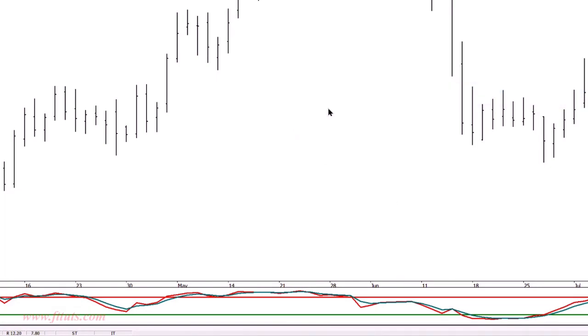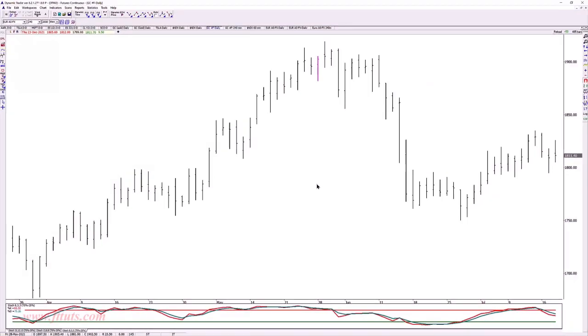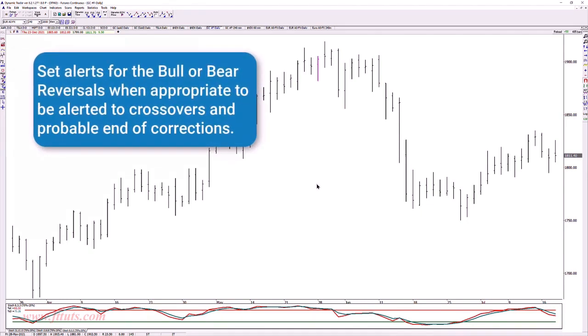Most charting programs, then you can set alerts for when they make a crossover. And that's what I do, is I set alerts on the program and on the particular chart so that it alerts me whenever an indicator makes a crossover on any chart that I have and for any time frame.